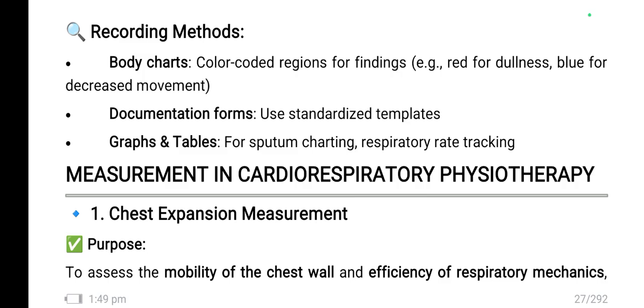In the body chart, color-code the region for findings: red for dullness, blue for decreased movement. Documentation form for standardized templates. Graphs and tables for sputum charting, respiratory rate tracking, etc.